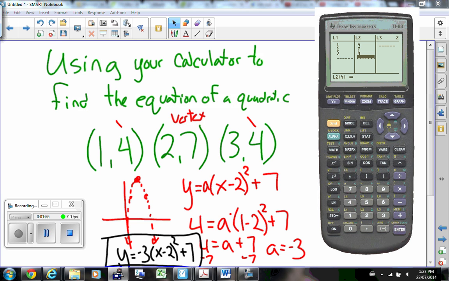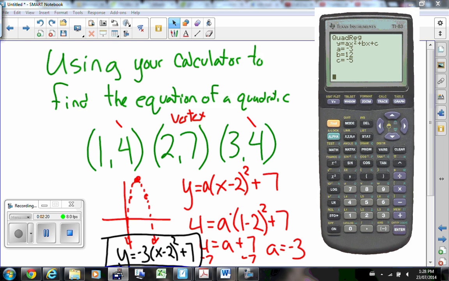So once I've got my 3 points in there, I can now go stat, calculate, and now we want quadratic. So the quadratic regression. I need to tell it where to find the points. So I go second L1, comma, second L2. And then if I want it to graph it afterwards, I'm going to add one more comma. So I'll show you that it works.